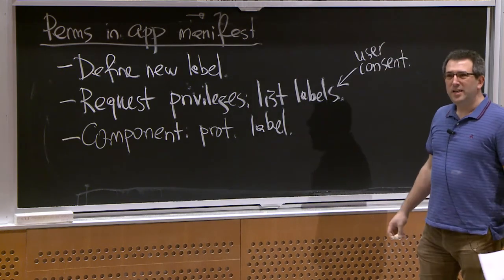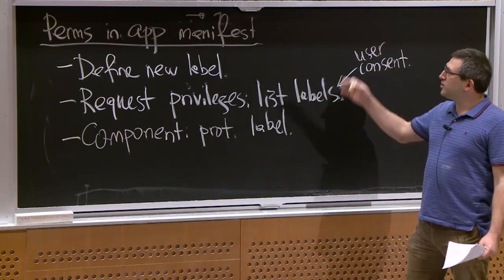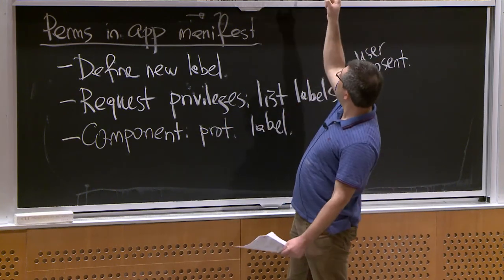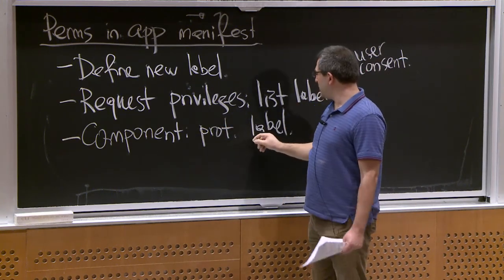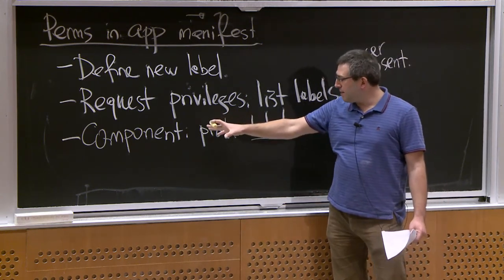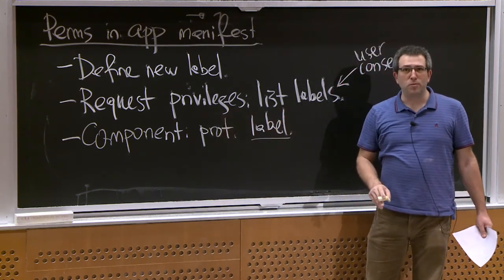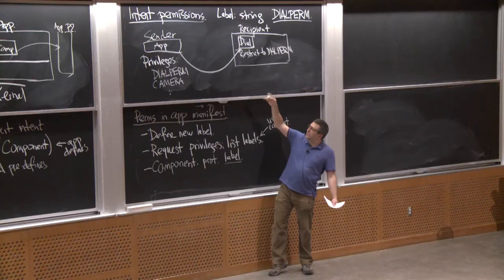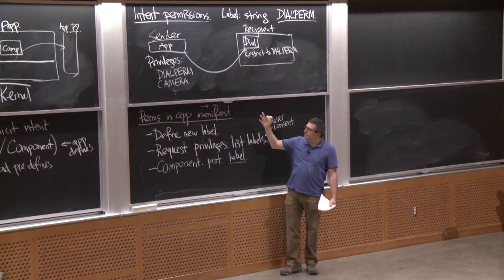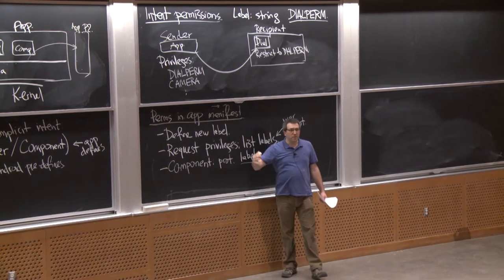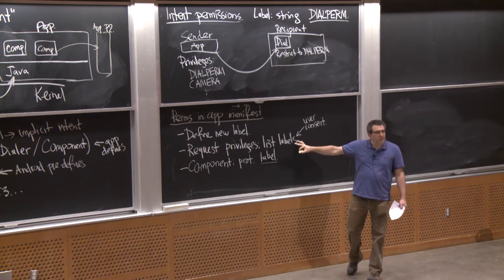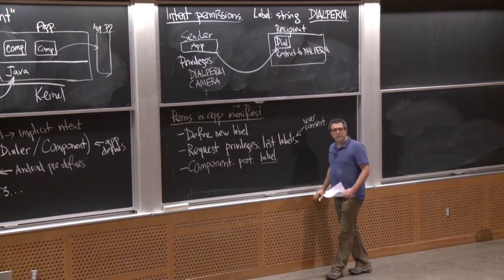And then if you want to allow other applications to send your component a message, you put in your manifest that this component with that name is going to be protected by a particular label. It's like my phone app is going to say the dial component is protected by the dial perm label. And now this achieves the configuration we've been talking about, where other apps with dial perm privileges can make a phone call by sending me a message. So it's all coming in the manifest.